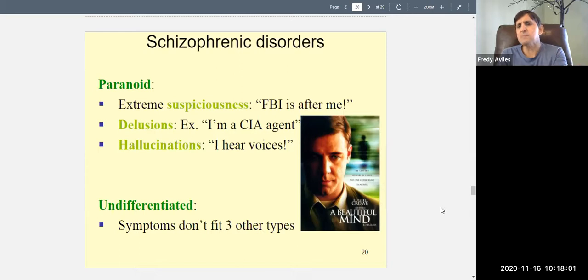So a delusion might be, I'm a CIA agent or something like that. I'm a code breaker, right? That was hired by the government to track down the Russians, right? I'm a CIA agent. And in reality, they're not, right? They have these delusions and they really believe it, by the way. They're not faking it. And some of them have what you call grand delusions. They believe things that can't possibly be true.